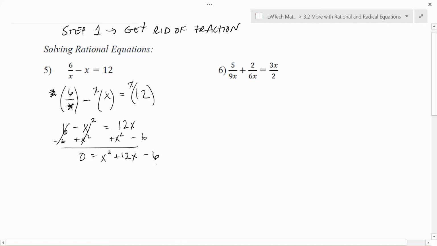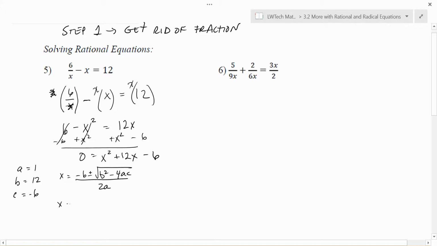Now, if you try to factor this, you're going to quickly find that it's not going to work. With 6 and 1 as my factors, or 2 and 3 as my factors, there's no way I can end up at 12. So I'd like to try using the quadratic formula to solve this instead. We're going to let a equal 1, my value from the x squared, b equal 12, and c equal negative 6. Going into the quadratic formula, again, negative b plus or minus the square root of b squared minus 4ac, all over 2a.